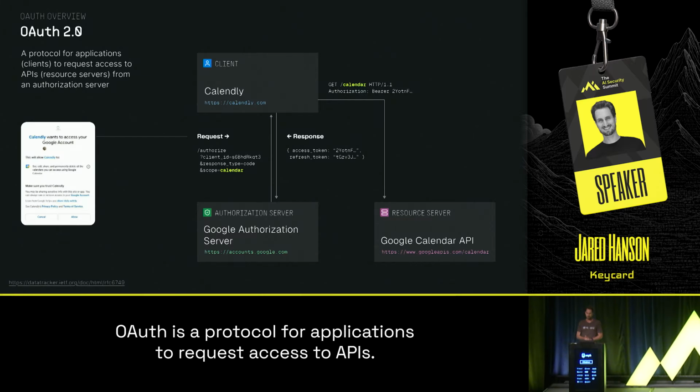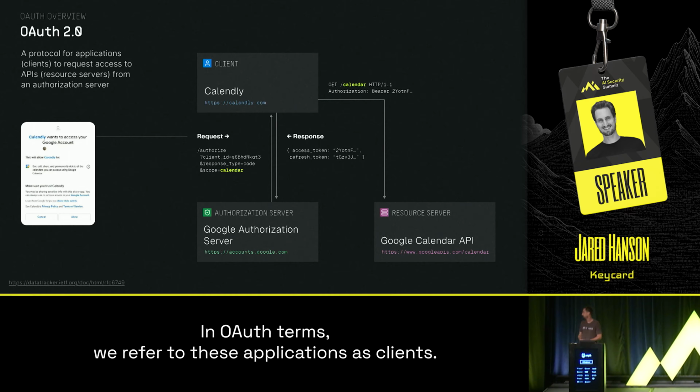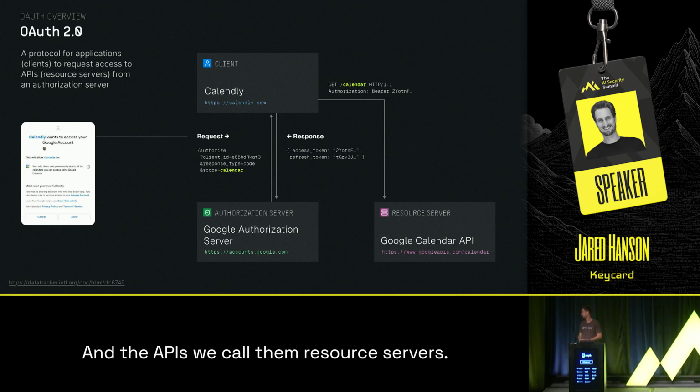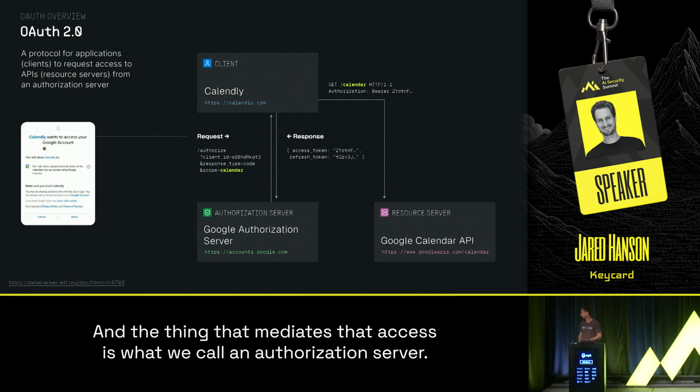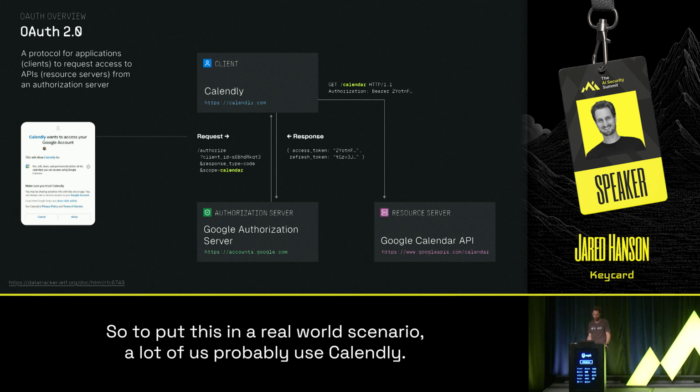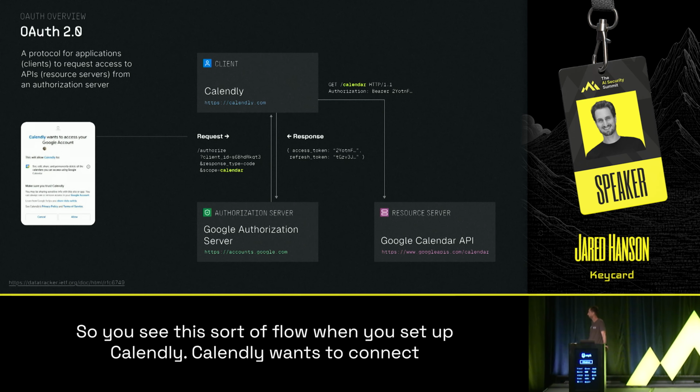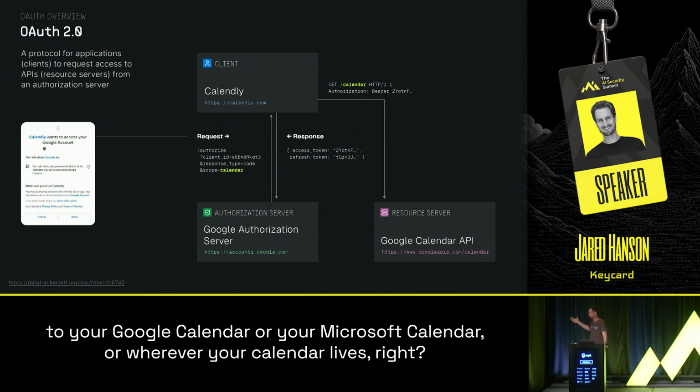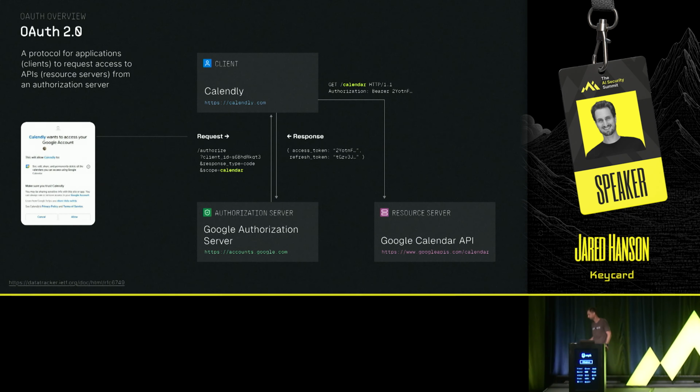OAuth is a protocol for applications to request access to APIs. In OAuth terms, we refer to these applications as clients. The APIs, we call resource servers. And the thing that mediates the access is what we call an authorization server. To put this in a real-world scenario, a lot of us probably use Calendly. You see this sort of flow when you set up Calendly: Calendly wants to connect to your Google Calendar or your Microsoft Calendar or wherever your calendar lives, right? And Calendly needs access for that.